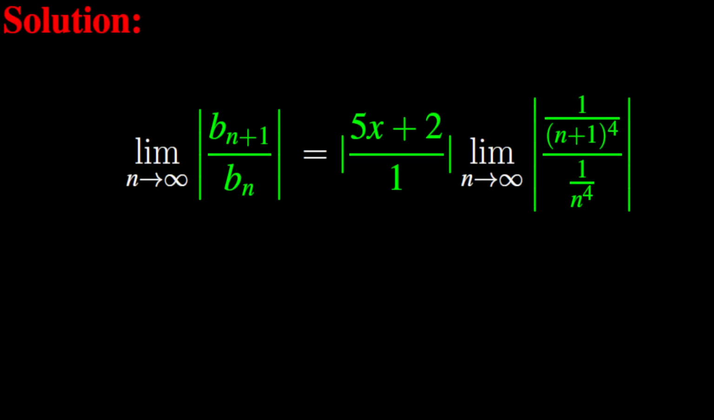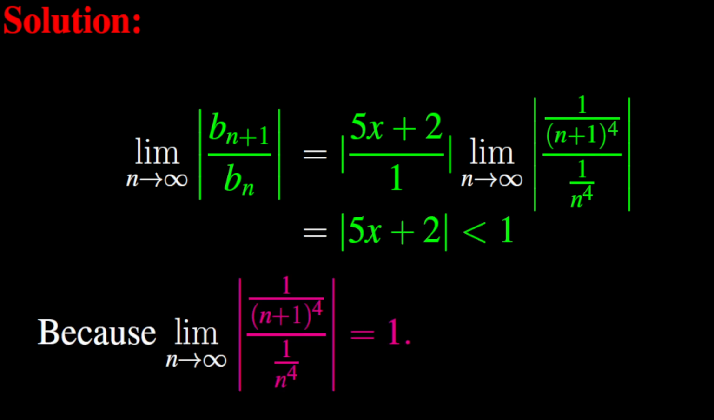We can pull (5x plus 2) over 1 out of the limit expression because it does not depend on n. Thus, we only need to compute the limit as n goes to infinity of 1 over (n plus 1) to the power 4 over 1 over n to the power 4. The limit of the ratio is equal to the absolute value of 5x plus 2, which must be less than 1 for the series to converge.